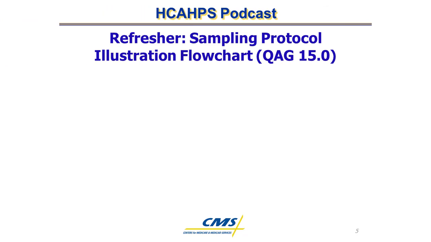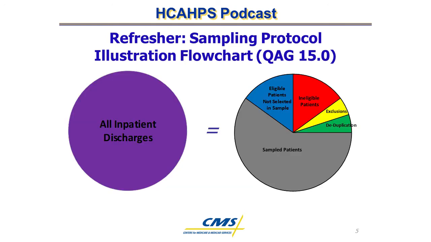Slide 5. Refresher. Sampling Protocol Illustration Flowchart, QAG 15.0. Next, we see the familiar pie charts from the Sampling Protocol chapter in the HCAHPS QAG. The category of all inpatient discharges is shown in purple. The purple circle can be sliced as follows: sampled patients in gray, eligible patients not sampled in blue, ineligible patients in red, excluded patients in yellow, and deduplicated patients in green.